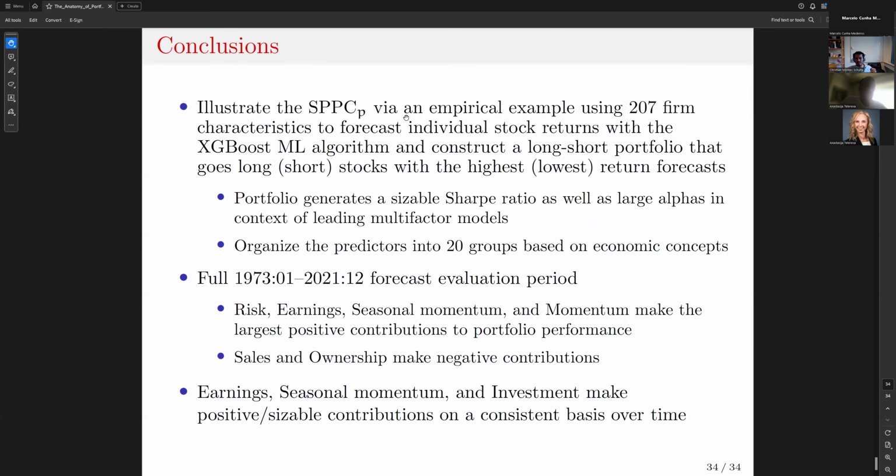We illustrate the SPPC by an empirical example using 207 characteristics of Chen-Zimmermann. This portfolio generates a sizable Sharpe ratio as well as large alphas. We organize the predictors into 20 groups based on economic concepts. Over the full period, we find that risk, earnings, seasonal momentum, and momentum make the largest positive contribution, while sales and ownership generally make a negative contribution. Earnings, seasonal momentum, and investment also make a relatively sizable positive contribution on a consistent basis over time.